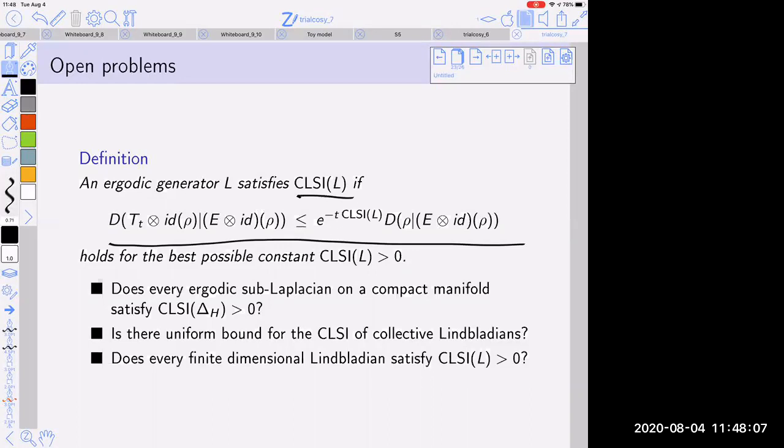The next conjecture is that this is true for all collective Lindbladians of a given Lindbladian, and then a weaker conjecture is that for every finite dimensional Lindbladian, we can estimate this constant from below. It's not zero, so there always is a decay time for the relative entropy. These are the open problems we try to prove, and in some cases we know the answers, in some cases we don't. But that's kind of what we're doing.